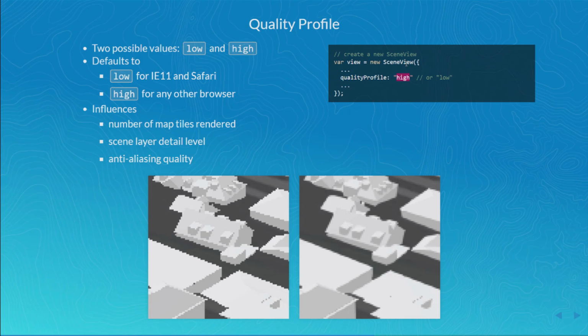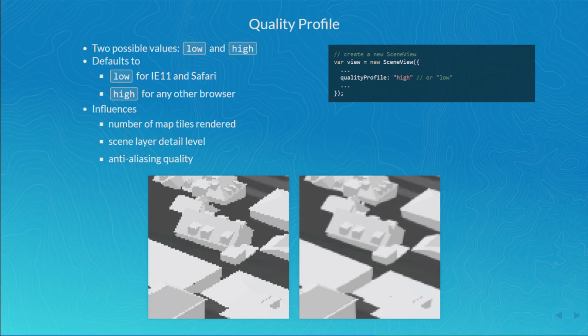This is due to some hardware limitations, but usually you don't want to change it too often, or just create a new scene view if you really have to. So there's two values for the quality, low and high, and usually we just set a reasonable default based on our experience with devices and browsers, which is basically if the user is visiting your site using Internet Explorer or Safari, we default to low, because these browsers are, in our experience, known to have performance problems, and in all others, we default to high.